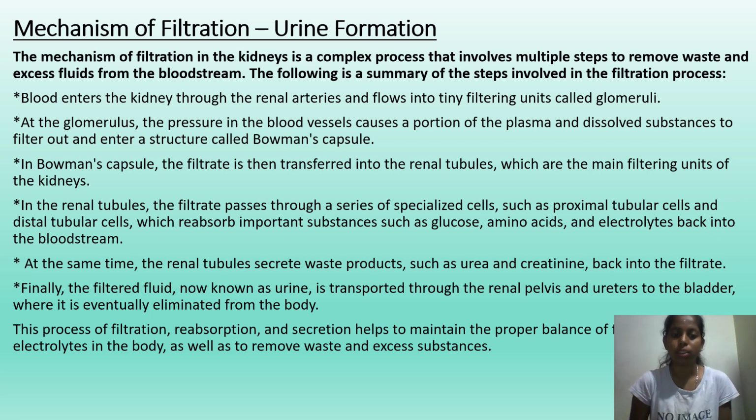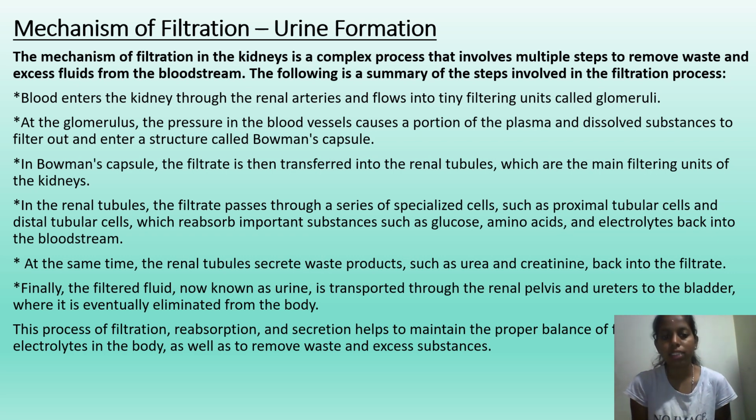In the renal tubules, the filtrate passes through a series of specialized cells such as proximal tubular cells and distal tubular cells, which reabsorb important substances such as glucose, amino acids, and electrolytes back into the bloodstream. At the same time, the renal tubules secrete waste products such as urea and creatinine back into the filtrate.